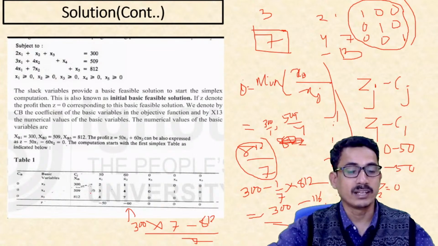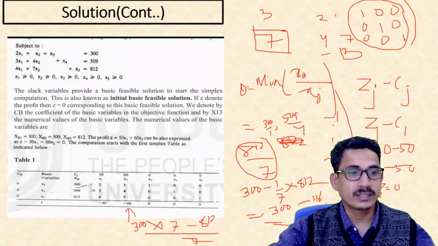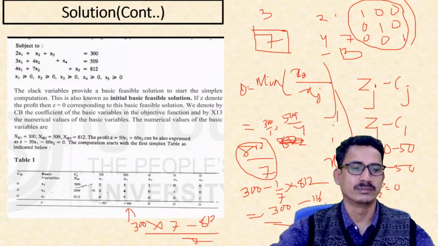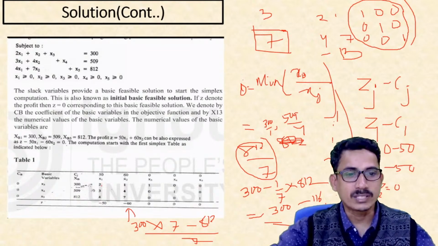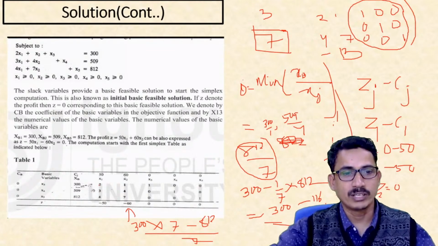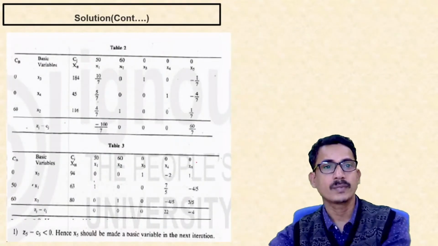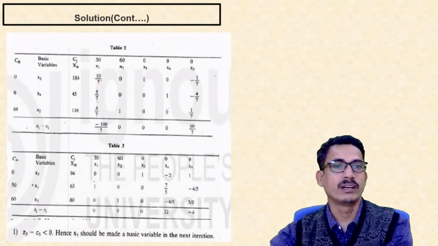The other way is, like you have taken 300 minus 1 by 7 into 812, also you can take 300 minus 812 by 7 into 1. The same will come, 184. So there are different ways. Now come to this position, how to get the values. Now this one, if you want to find out this position, it has come 10 by 7. Let us see how.